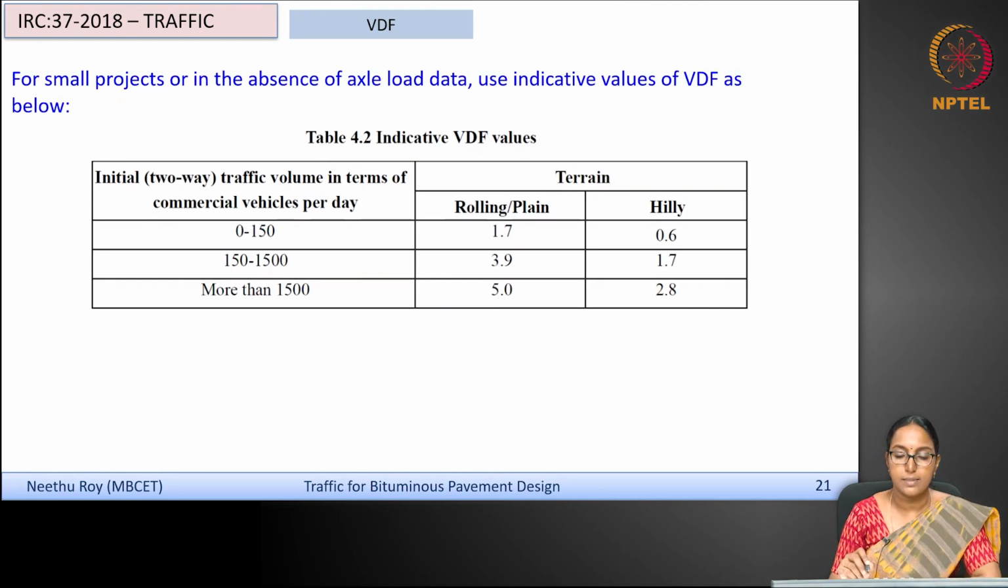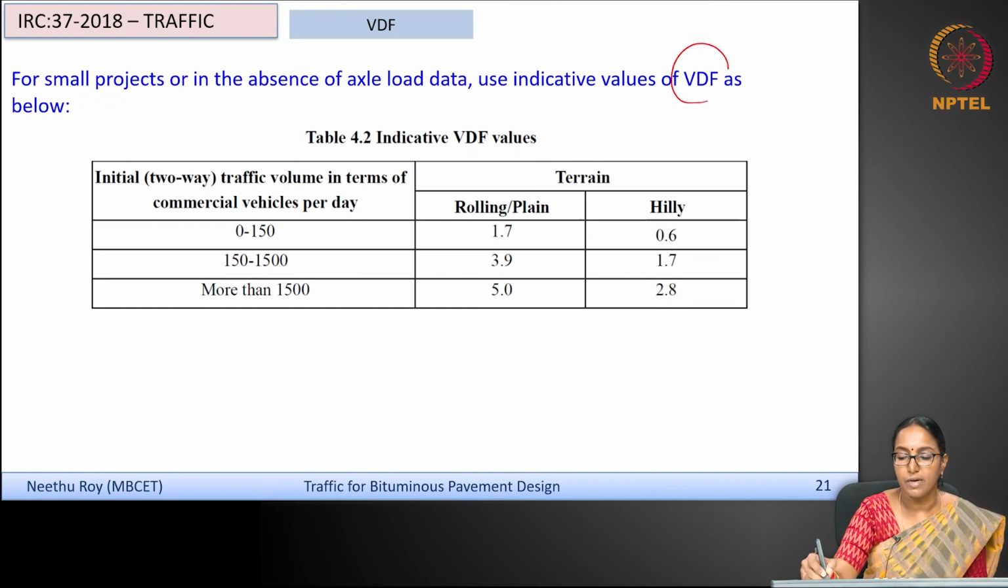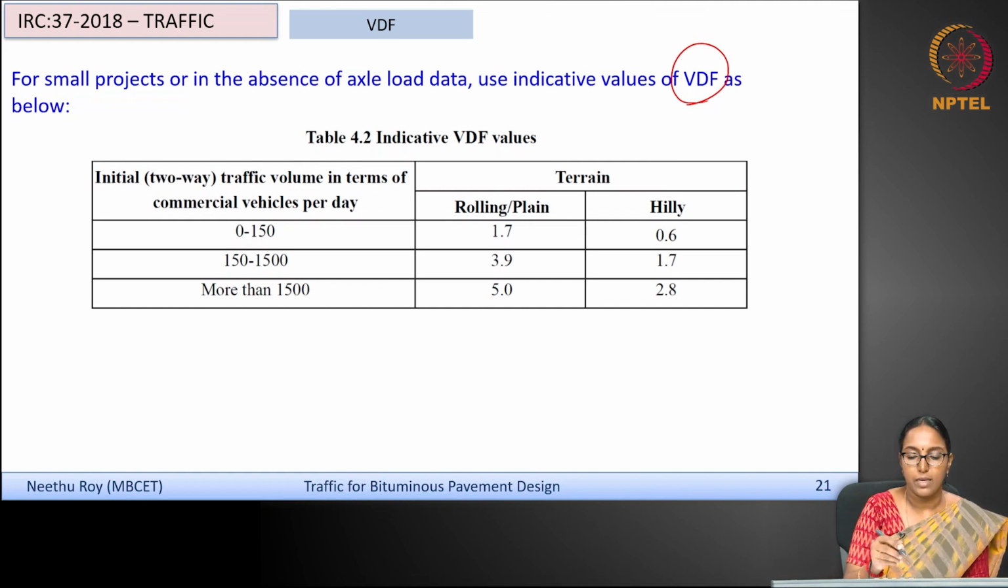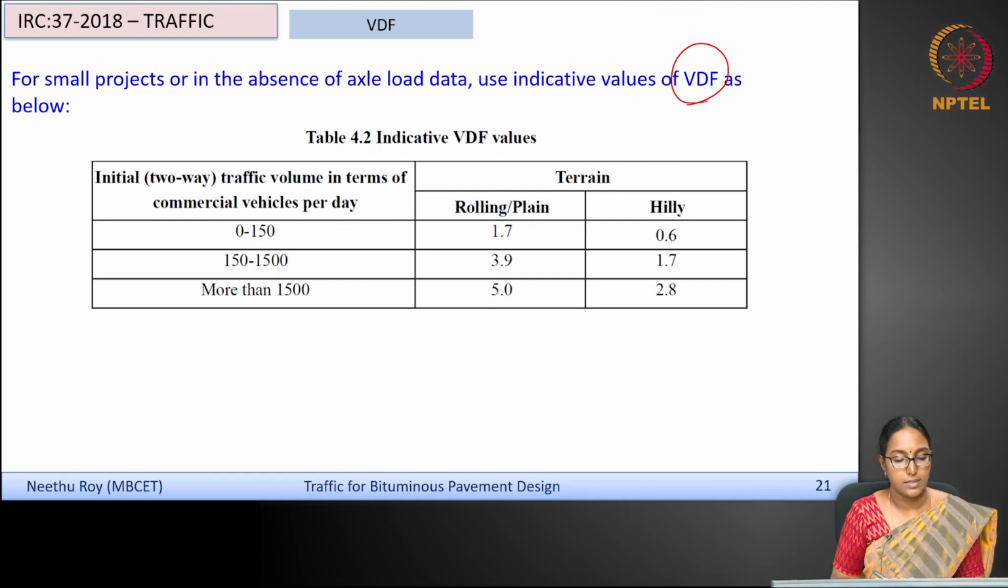Now, using this axle load data, we will determine the vehicle damage factor, and that vehicle damage factor will be used to determine the equivalent standard axle loads for the design traffic. But IRC 37 also suggests that in the case of small projects, or if it is not possible to collect such extensive axle load data, then certain indicative VDF values given in the code can be used, which are given in Table 4.2 of IRC 37.